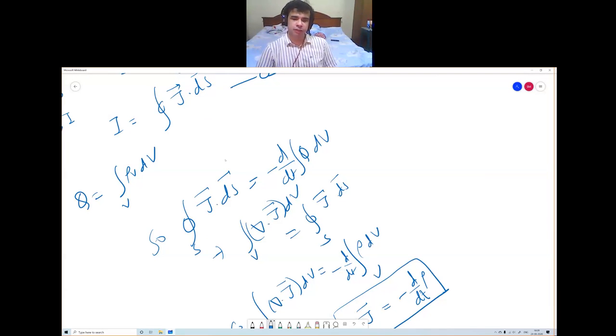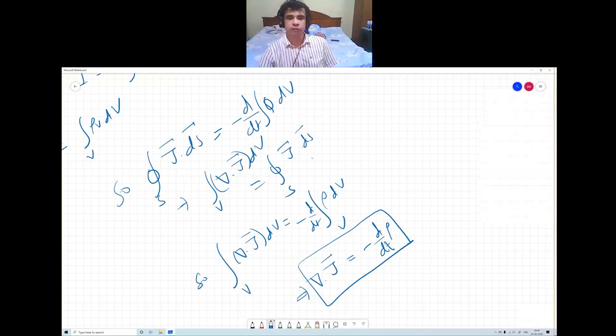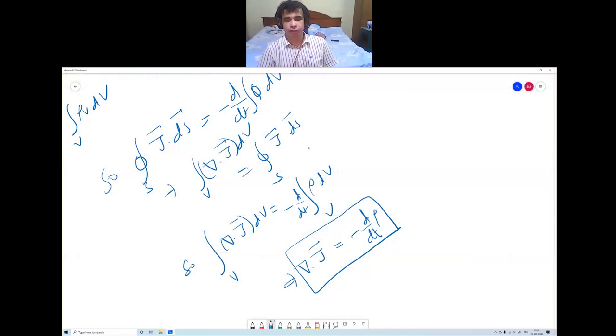Now we have used the divergence theorem to get this result. This result is called the equation of continuity: divergence of J is equal to minus d rho v by dt. Because as the current is moving out, the charge inside the conductor is decreasing. Is it okay?